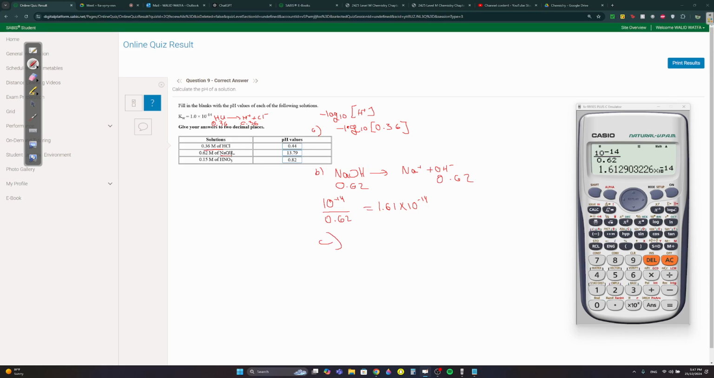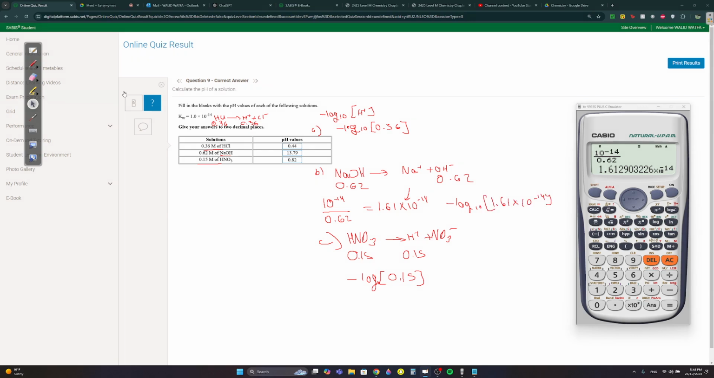Part C, 0.15 molar of HNO3. HNO3 dissociates to get H plus, NO3 minus. Same coefficient, so same concentration. So 0.15 here, 0.15 here. So you're going to be minus log base 10, 0.15. And here I should have said minus log base 10, 1.61 times 10 to the minus 14.